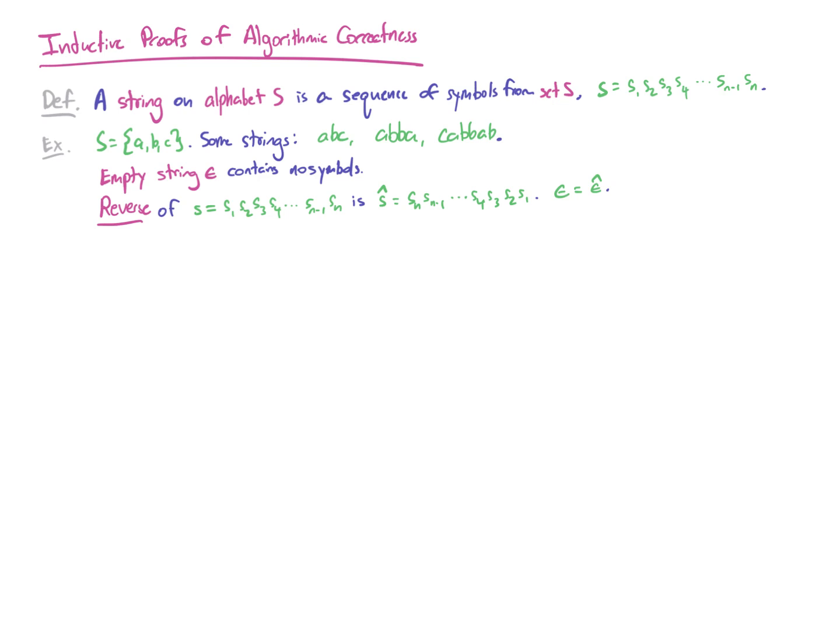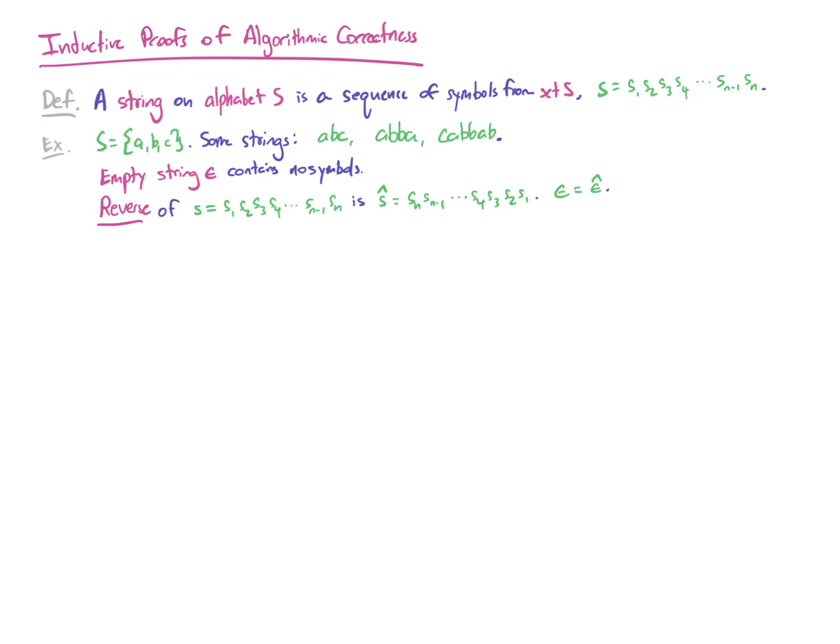Finally, for our definitions, there's a reverse operation on a string. So if S is a string with a sequence of symbols S1, S2, S3, S4, Sn-1, Sn, the reverse is just the same set of symbols in the opposite order. So we call this S hat. S hat is equal to Sn, Sn-1, all the way down to S4, S3, S2, S1. An important point here is that the empty string is considered to be its own reverse. Epsilon is equal to epsilon hat.